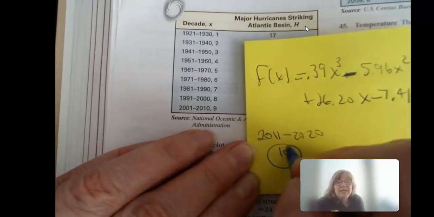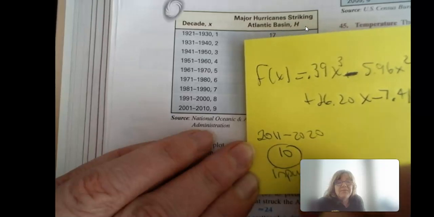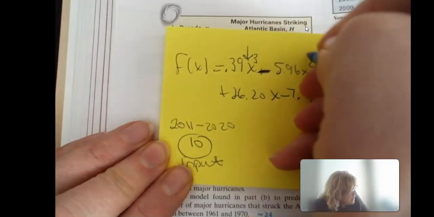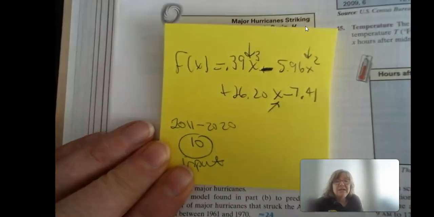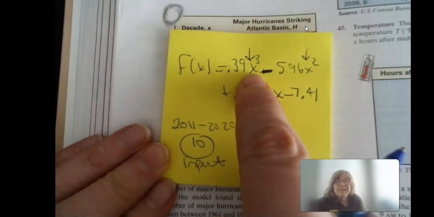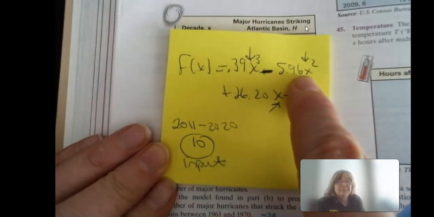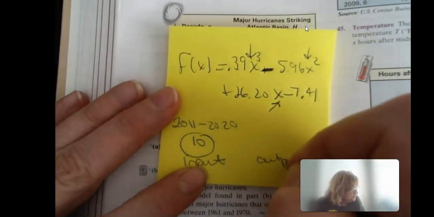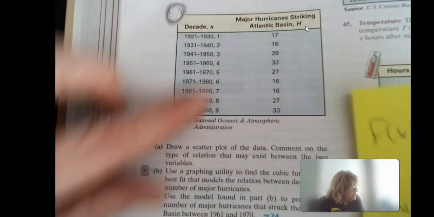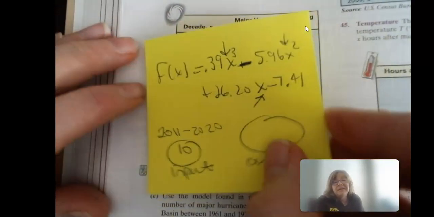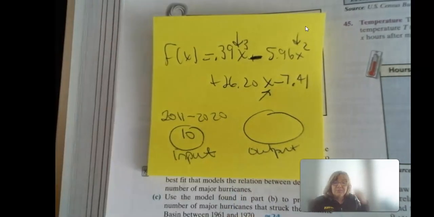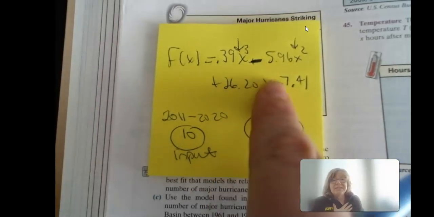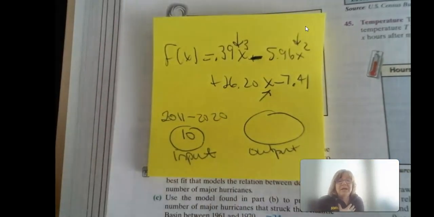So that would be an input, that's your x, an input of 10. So what you could do then is sub in 10 everywhere you see an x, right? So 0.39 times 10 cubed minus 5.96 times 10 squared. You could put that all in and then get your output, right? And figure out that the output would be the number of hurricanes. And the fact is, we know the data right now because we're in the next decade. So we could see, is this still working? Is it predicting what I think is going to happen, right?